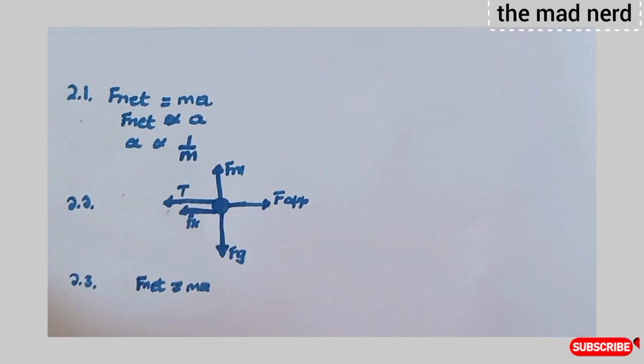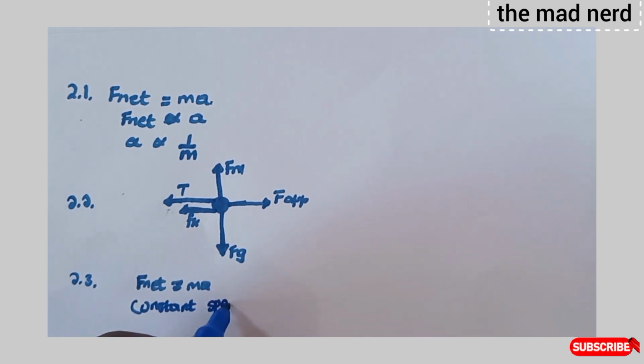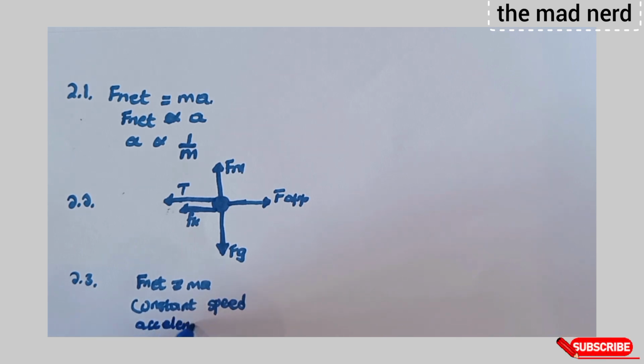So when you have constant speed, it means that we have the acceleration of an object that is equal to 0 meters per second squared. And then we have the what? Since F net is equal to ma, it means that the F net is equal to 0 newtons.